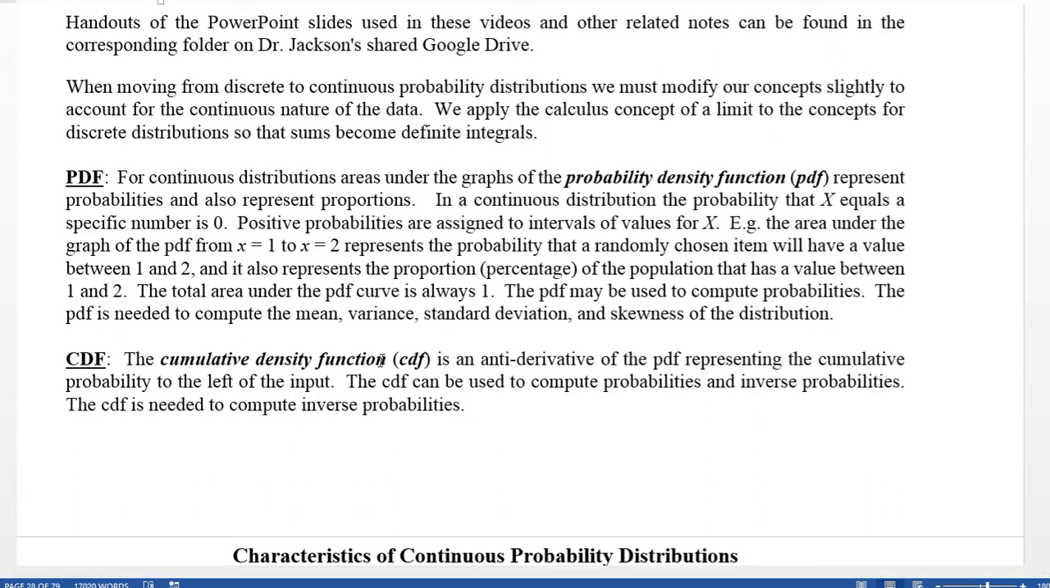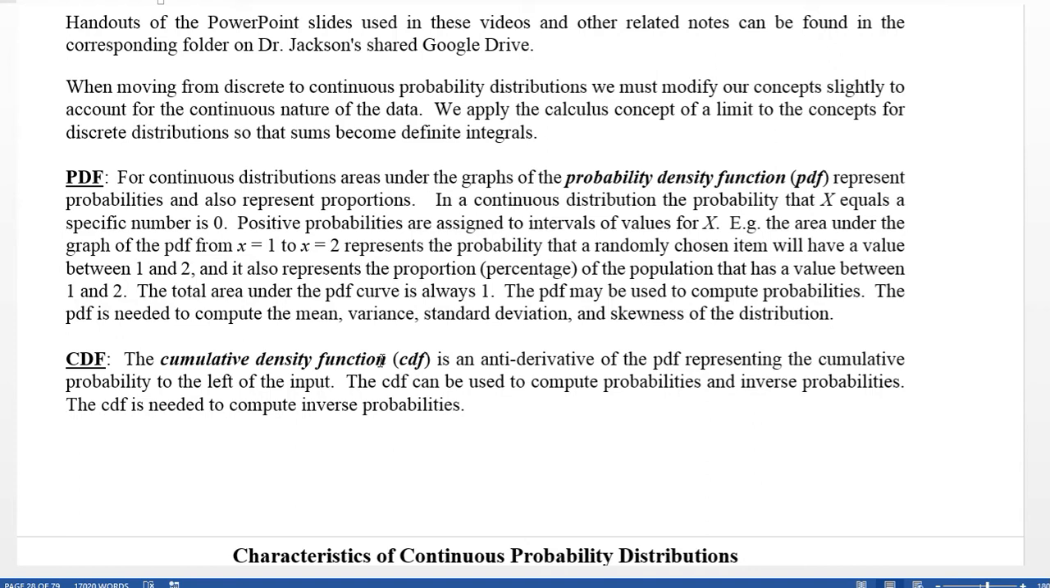We have two types of functions associated with the distribution. We have a PDF, a probability density function, and a CDF, a cumulative density function. And for continuous distribution, the probability density function, the PDF, is going to be a curve so that the areas under the graph represent probabilities, and they also represent proportions. So in a continuous distribution, the probability that the random variable x equals a specific number is 0, but positive probabilities are assigned to intervals for x.